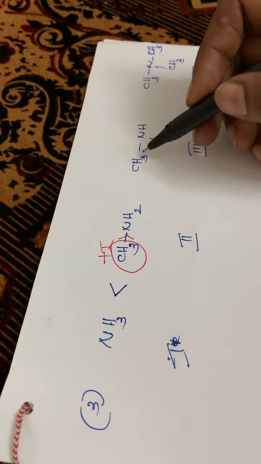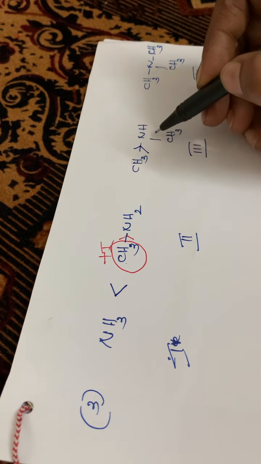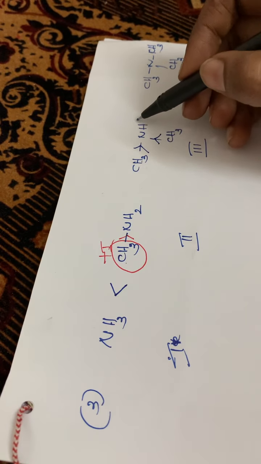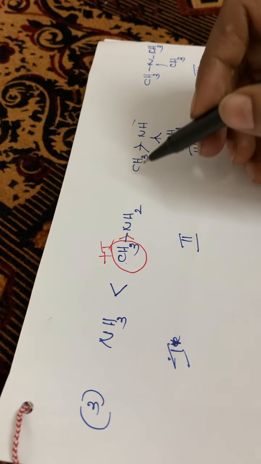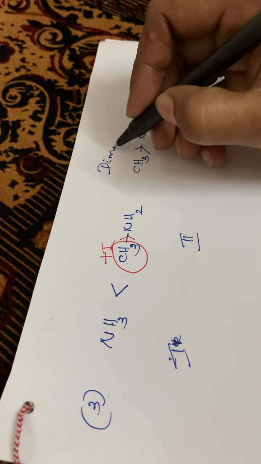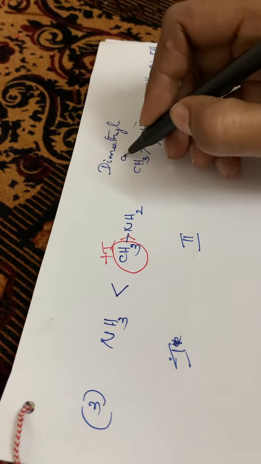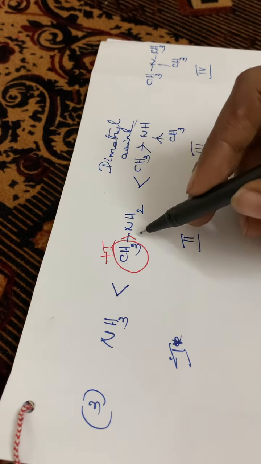Then in the third case, two methyl groups are there, so the electron pull towards the nitrogen atom will be greater. The electron density will further increase compared to methylamine. This third one is dimethylamine, and dimethylamine will be more basic than methylamine.